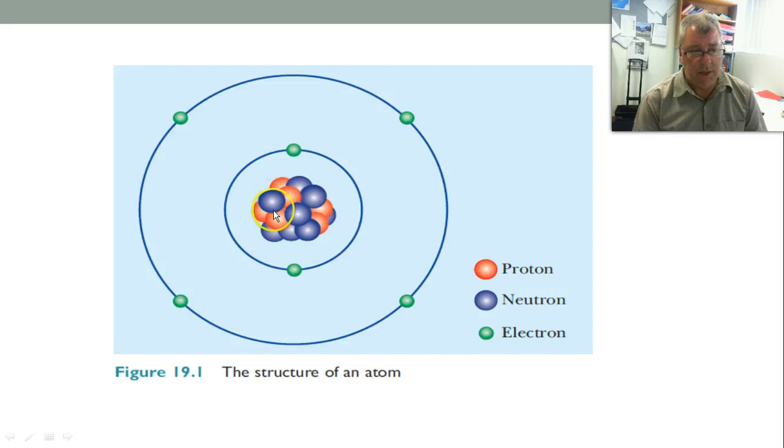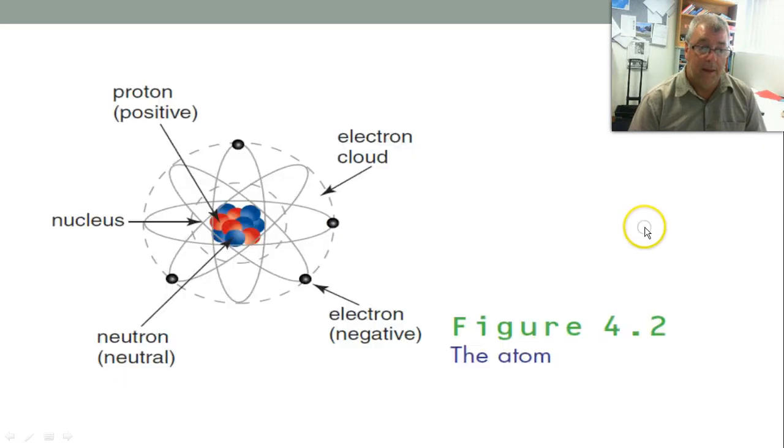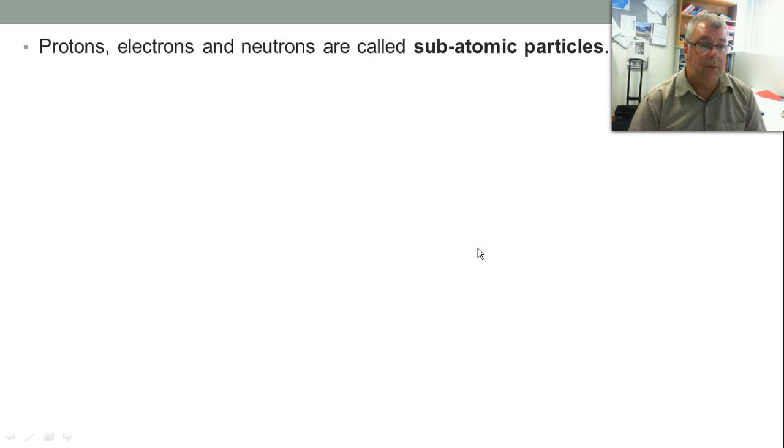And so this is better because you've got your protons and neutrons in the nucleus, and so most of the mass of an atom is in the nucleus. All the positive charge is in the nucleus, and all the negative charge is in the electrons. And another representation there. Okay.